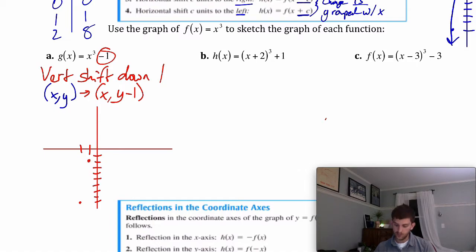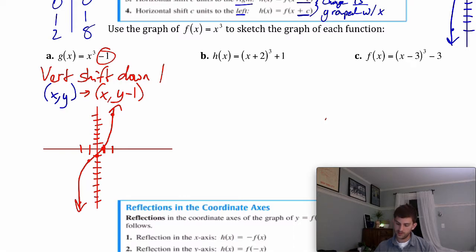Instead of (0, 0), we'll be at (0, -1). Instead of (1, 1), we'll subtract 1 from the y coordinate and get (1, 0). And then instead of (2, 8), we'll be at (2, 7). 1, 2, 3, 4, 5, 6, 7. So right about there. So it's going to have the same general shape. Everything's just been shifted down by 1.